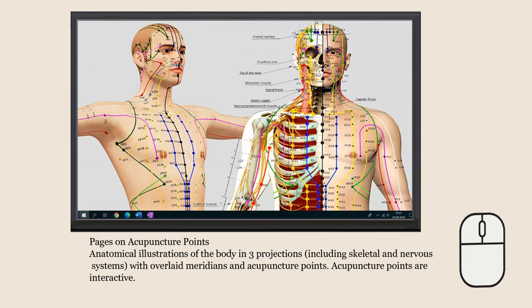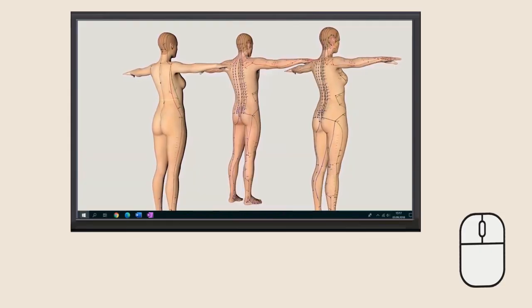Pages on acupuncture points. Anatomical illustrations of the body in 3 projections, including skeletal and nervous systems, with overlaid meridians and acupuncture points. Acupuncture points are interactive.